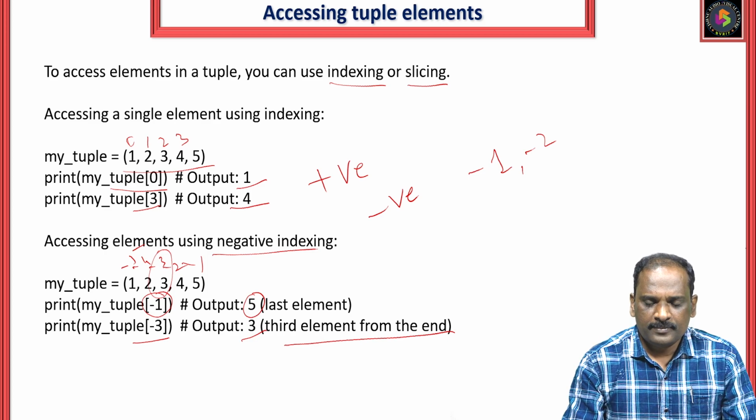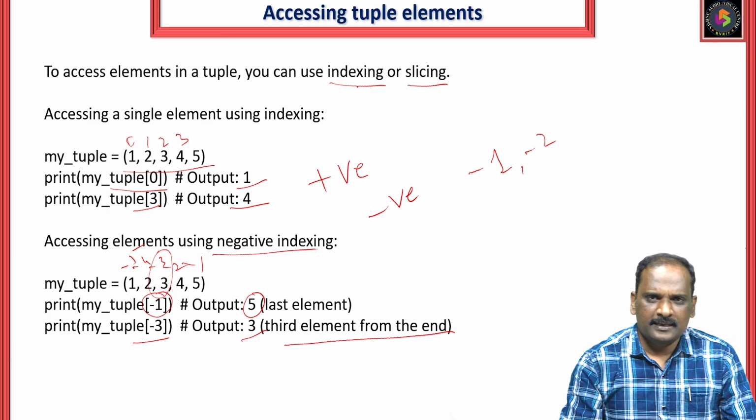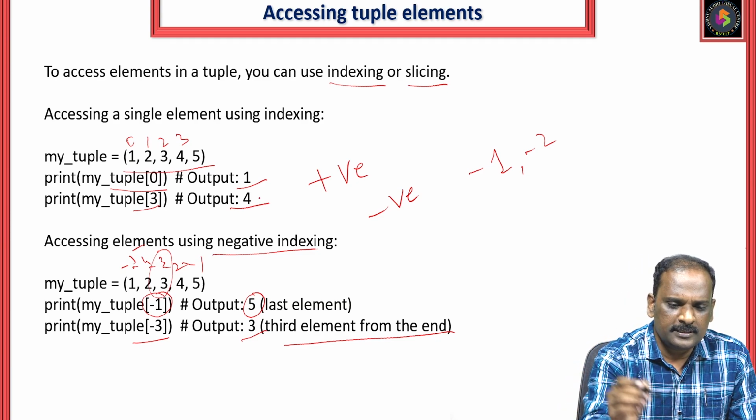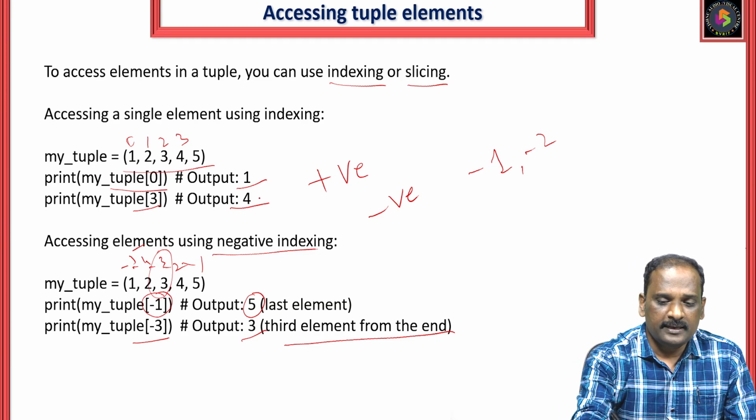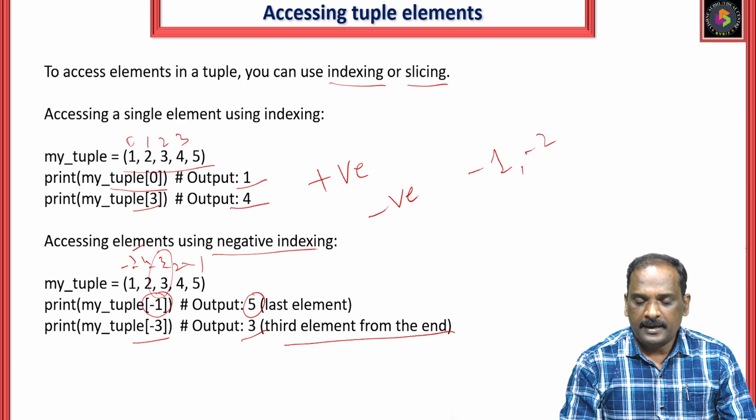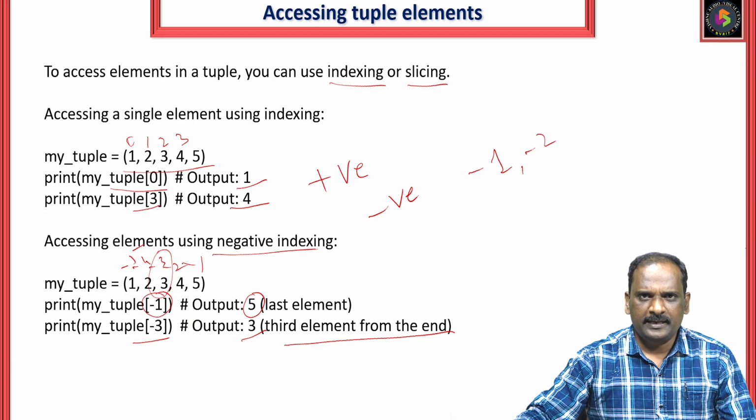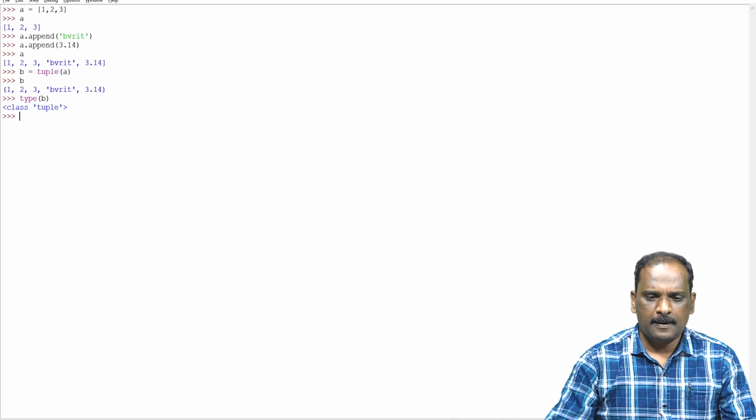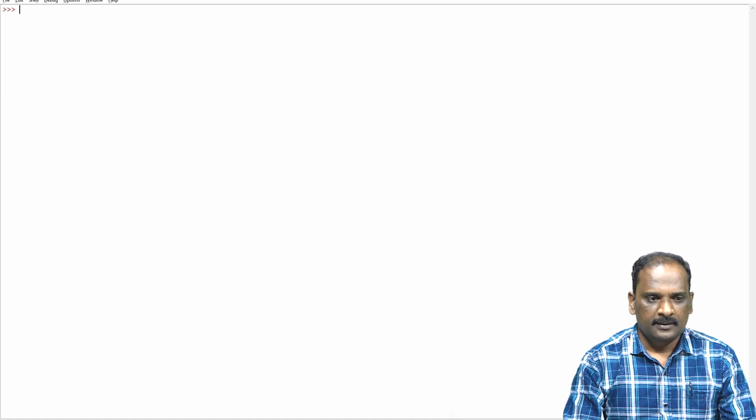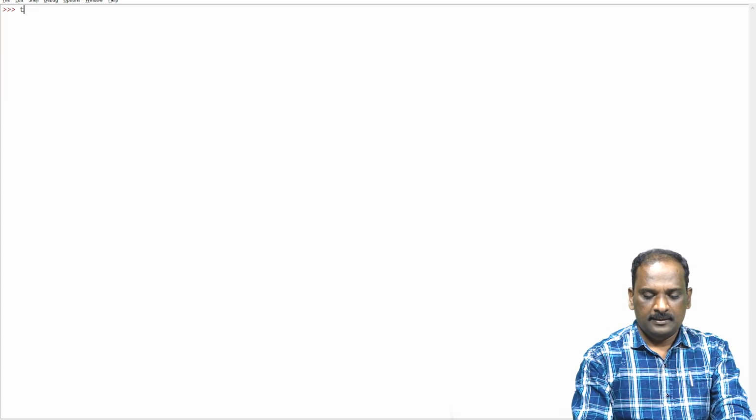So tuple elements can be accessed by using indexing. We have seen that positive indexing starts from 0 and negative indexing starts from -1. This we shall see in the Python interpreter. Now I am creating a tuple. T is equal to tuple.